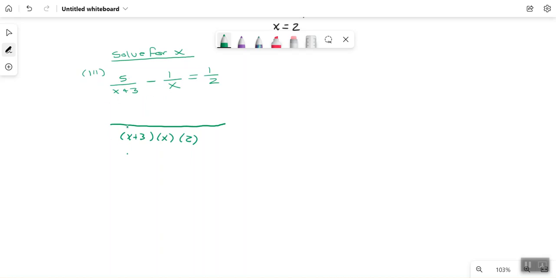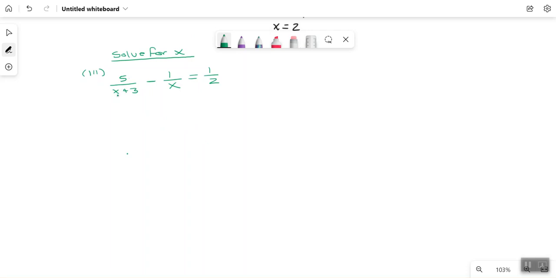So now what we do is we do exactly the same thing. So we take this x plus 3 and we divide it into this. So x plus 3 divided into this will just cancel out the x plus 3, and it will leave us with x times 2, times the top part, which is 5. Sorry, we should actually do it like this. Let me just get rid of this here for 1 second. So we do it like this.